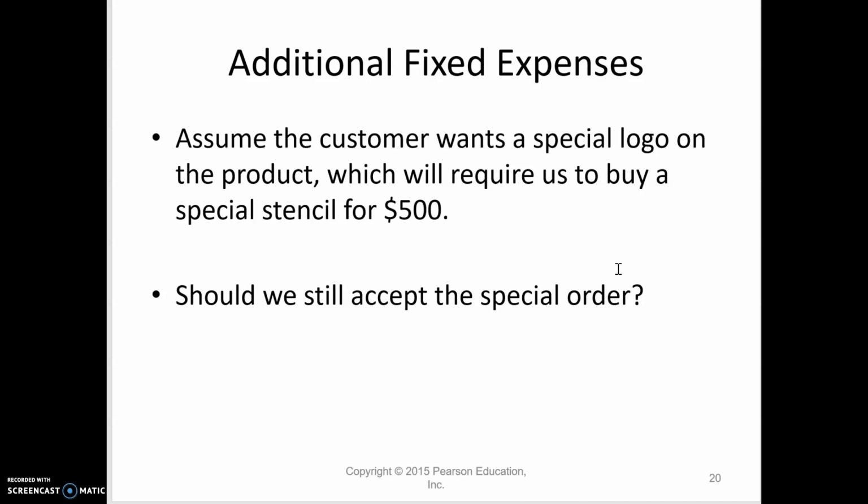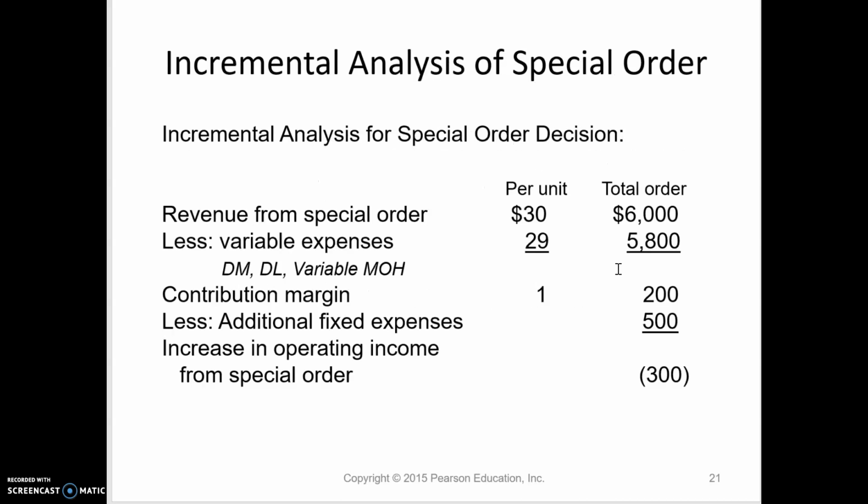So assume the customer wants a special logo on the product, which will require us to buy a special stencil for $500. That would be an example of additional fixed expenses. Well, now the contribution margin minus those additional fixed expenses means that we will have a decrease in operating income. Our operating income will go down by $300. So we would reject that special order.